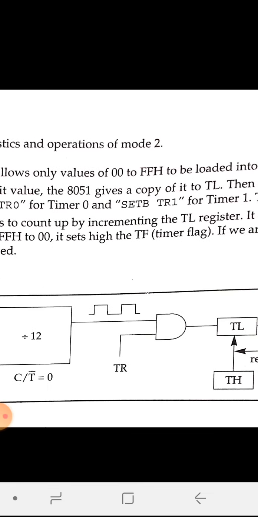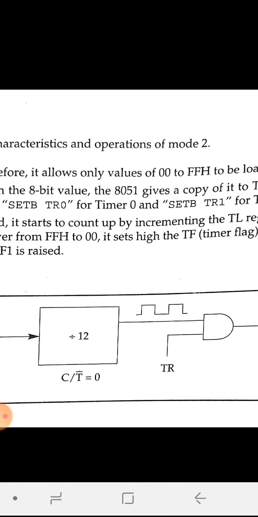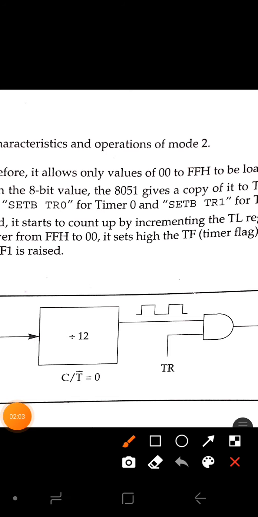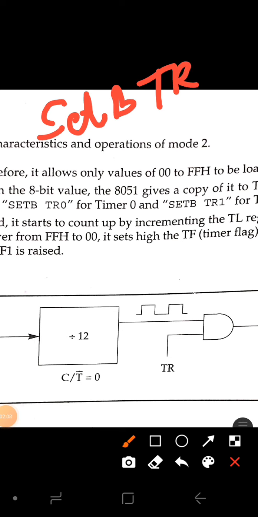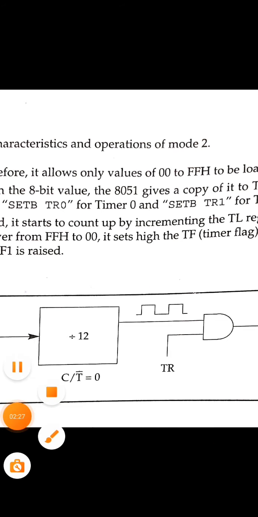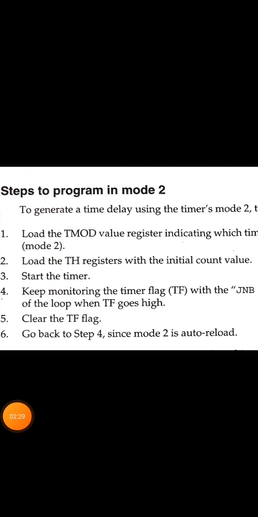Once you have put the initial value into TH, you have to start the timer. Starting the timer is done by the instruction SETB TR0 if you are using timer 0 and TR1 if you are using timer 1. The content of TL is incremented by counting, and once it reaches the maximum, it will roll back to 0. At that time the overflow flag will be set to 1, and the TL will be reloaded. So these are the steps involved in mode 2 programming.